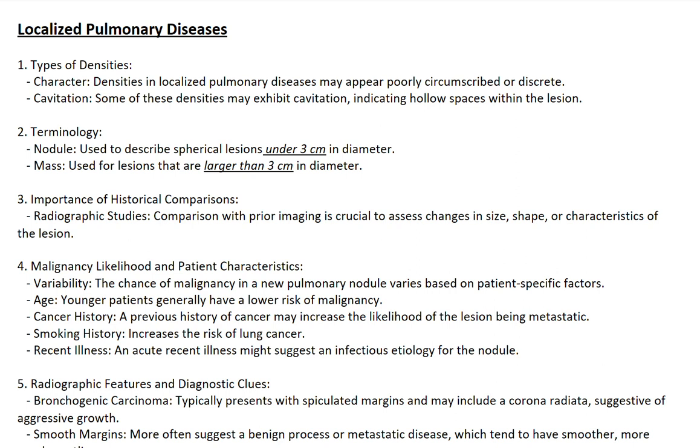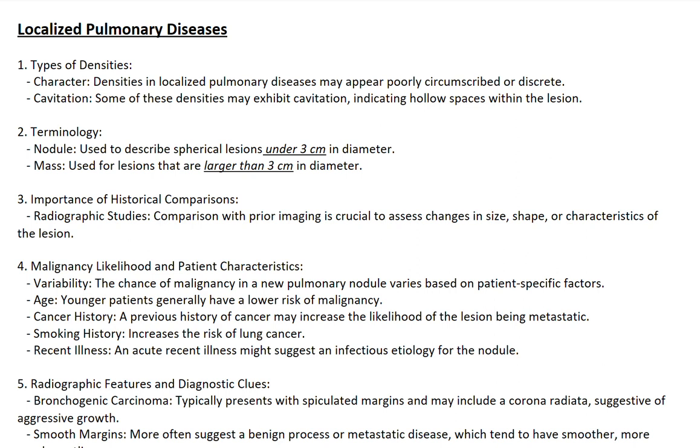Age. Younger patients generally have a lower risk of malignancy. Cancer history. A previous history of cancer may increase the likelihood of the lesion being metastatic. Smoking history increases the risk of lung cancer. Recent illness. An acute recent illness might suggest an infectious etiology for the nodule.